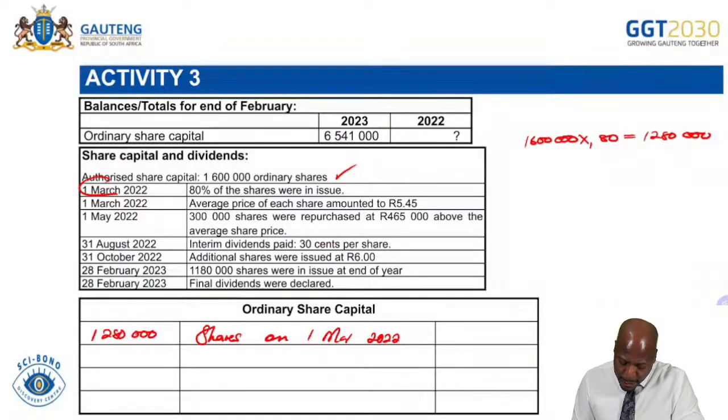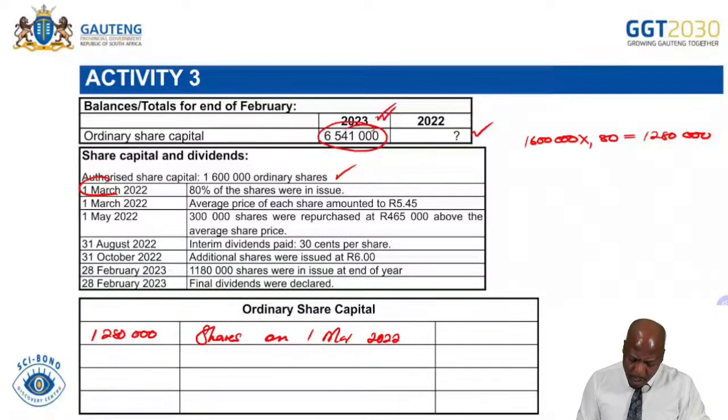Okay, and then how much was that going to give us? We don't know the rand value there. We are not given the rand value. It's still okay. What were we given? We're given this one, but that is for 2023. Let's see how this is going to play out. Then we are told the average price of each share amounted to 5 rand 45. That is there at the beginning.